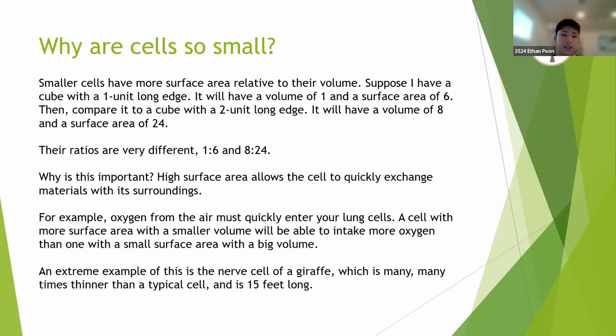So why is this important? High surface area allows the cell to quickly exchange materials with its surroundings, like what we mentioned earlier with the cell membrane and how different molecules pass through. For example, oxygen from the air has to enter your lung cells pretty quickly or you'll die. A cell with more surface area but a smaller volume will be able to take in more oxygen than one with small surface area and big volume. So it's really all about efficiency.